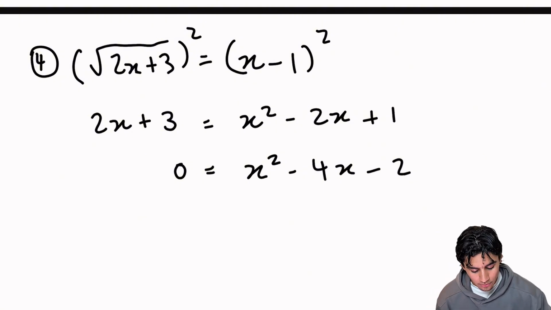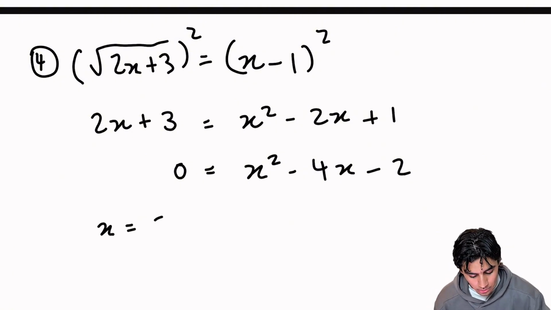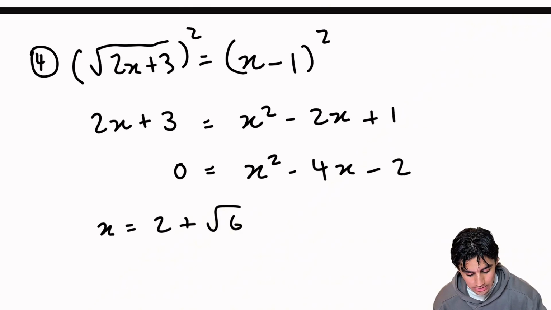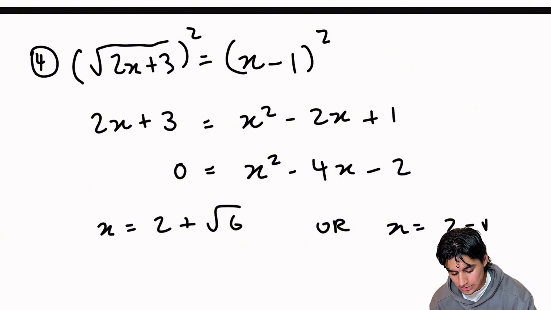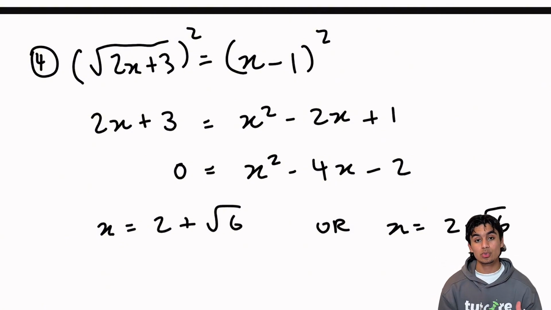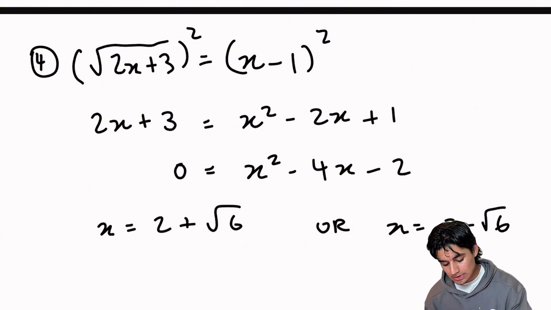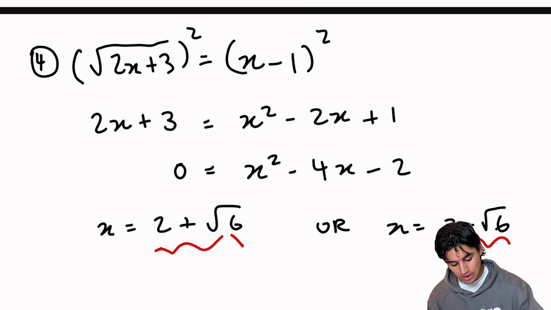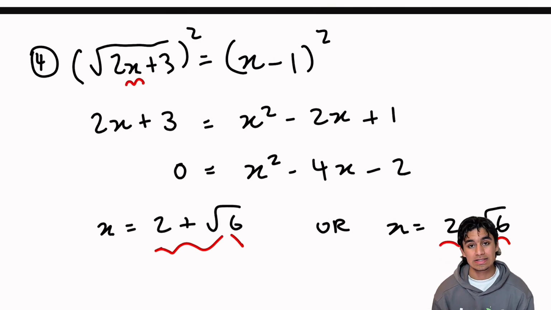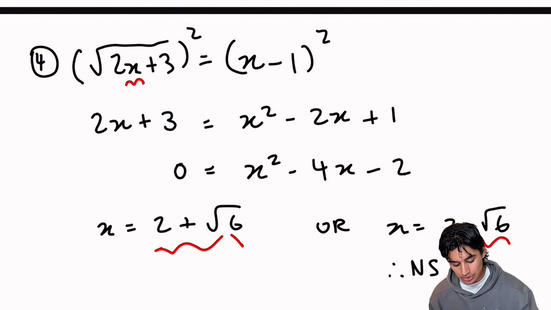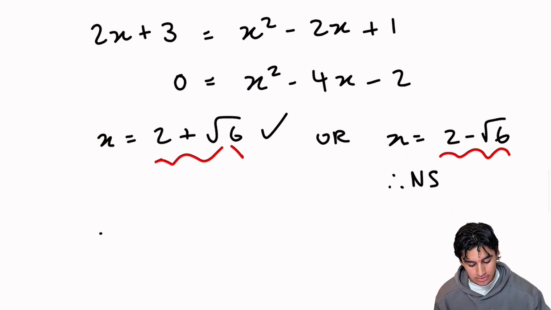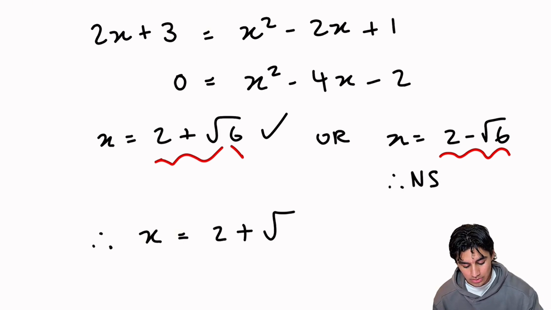Then you'll notice that this can't be factorized, so you need to use the quadratic formula. For the quadratic formula, we'd end up with x equaling 2 plus root 6, or x equals 2 minus root 6. What's important with all surd questions is that you take your answers and plug them in under the surd to make sure that it works. If you did that, you'd notice that this one has no solution and this one over here works. So therefore our answer has to be x equals 2 plus root 6.